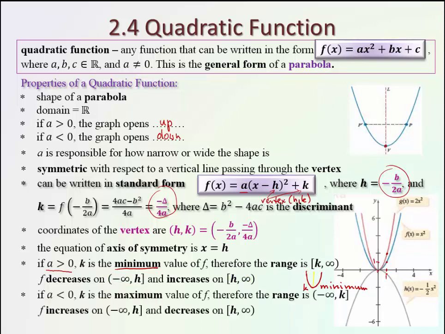If the leading coefficient is negative though, then we have this kind of situation where the value k of the vertex is the maximum value. Therefore, the range starts from minus infinity and goes up to k. And then the function f increases to the left of the vertex and decreases to the right of the vertex. Since we're talking about x coordinates, the interval on which the function increases is from minus infinity till the first coordinate of the vertex, which is h, and decreases from h to infinity.